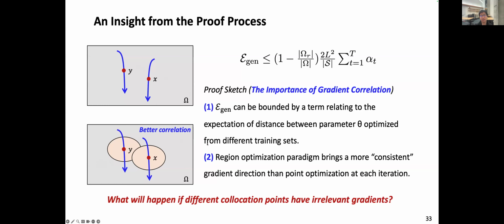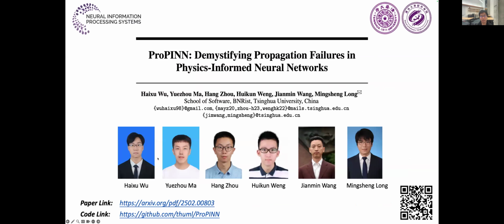So this insight inspires us to think about this question: what will happen if different collocation points have irrelevant gradients? There comes the ProPINN work, whose title is ProPINN: Demystifying the Propagation Failure in Physics-Informed Neural Networks. And in this work, we established a new theory to explain the propagation failure phenomenon and proposed a new model architecture.